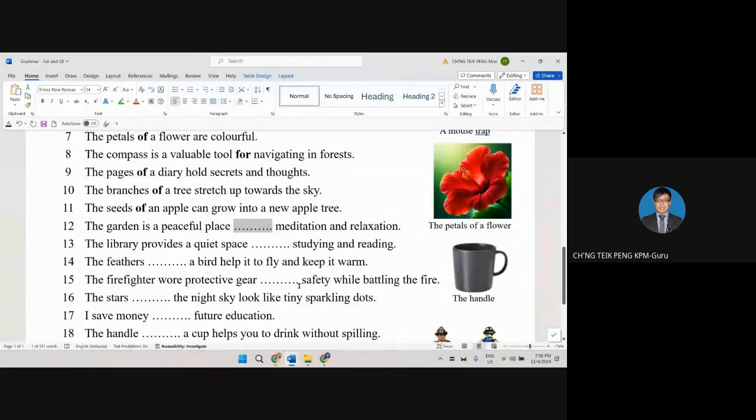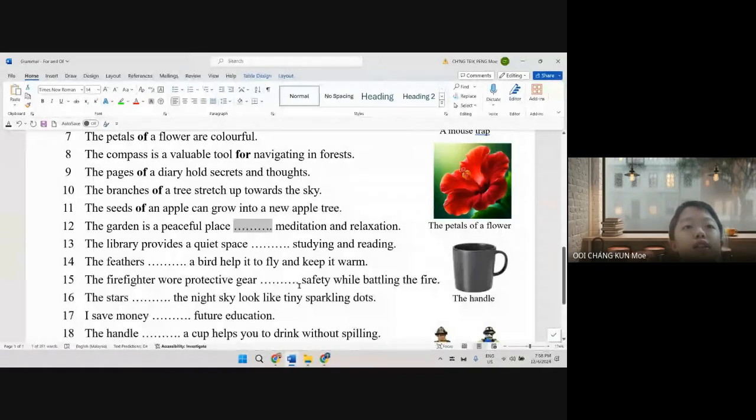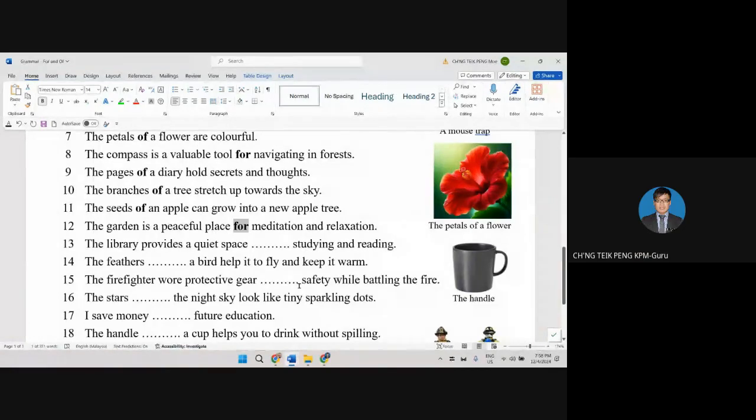And then 12, Kang Kun. The garden is a peaceful place for meditation and relaxation. Yes, so the garden is a peaceful place. And you tell me about the function of the place or the purpose of the place. 那个地方的功能，那个地方的目的，for meditation and relaxation.